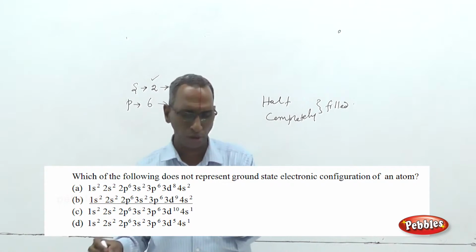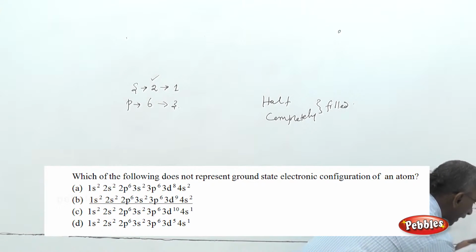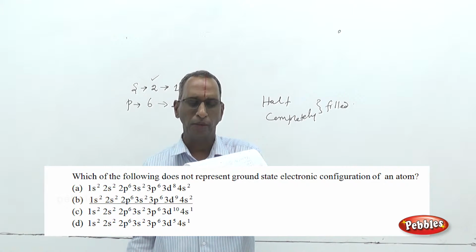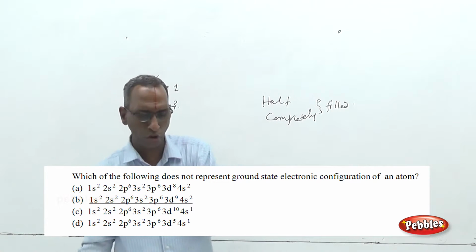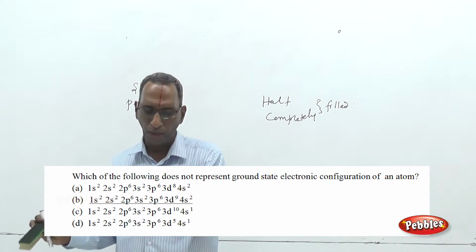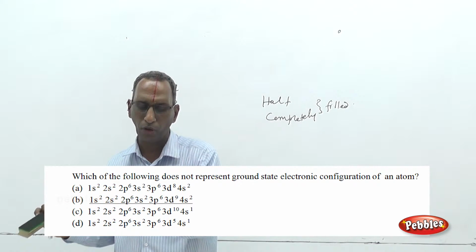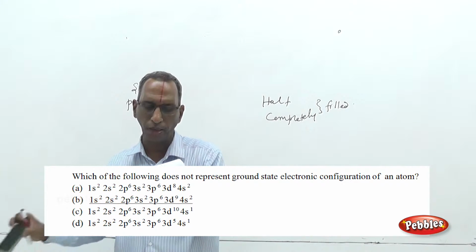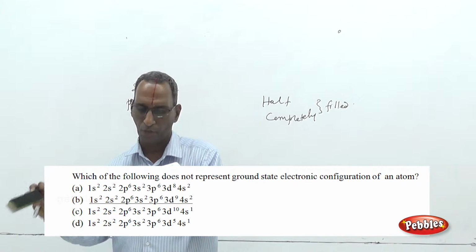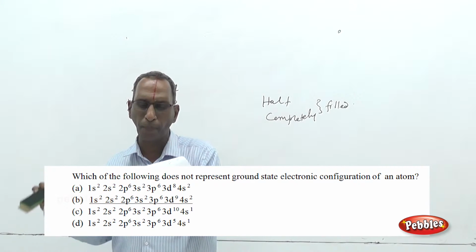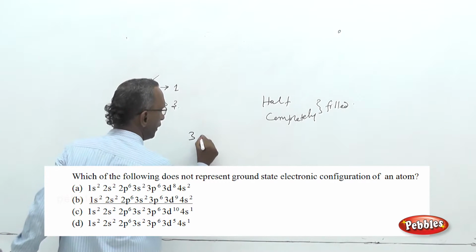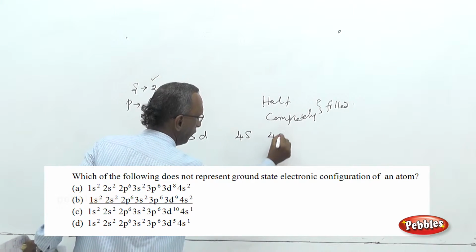Here they have given the question: which of the following does not represent the ground state electronic configuration of an atom? There are 4 choices given. Let me read all the choices. We are only bothered about the outermost part. All the choices have 1s2, 2s2, 2p6, 3s2, 3p6; up to this it is the same for all 4 choices. So up to the third shell p orbital it is filled. Then next to 3p we have 4s, then 3d, then 4p.